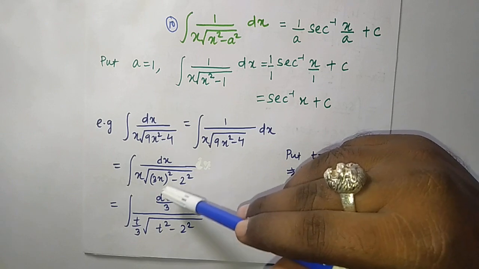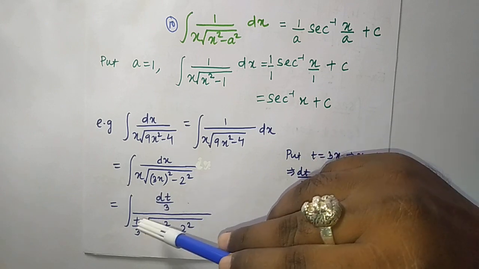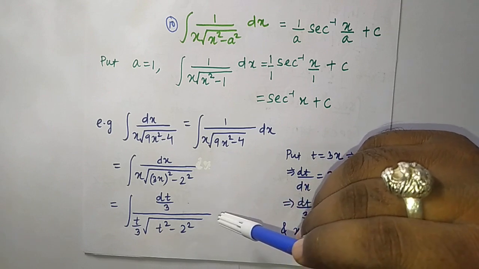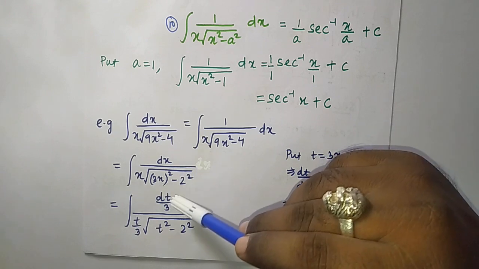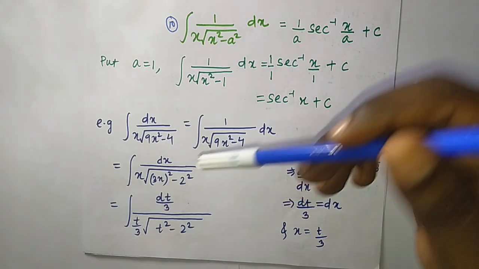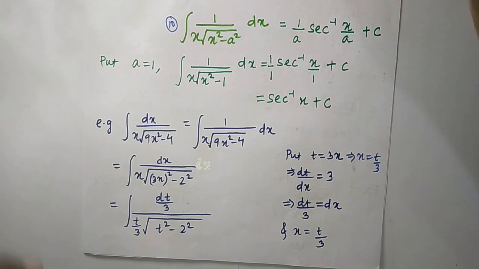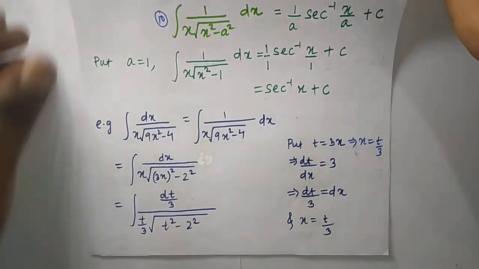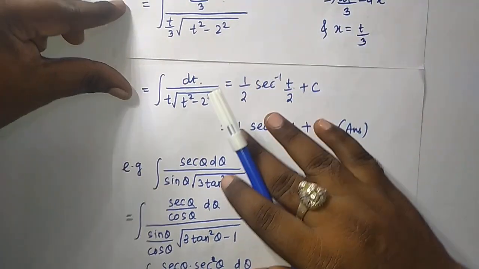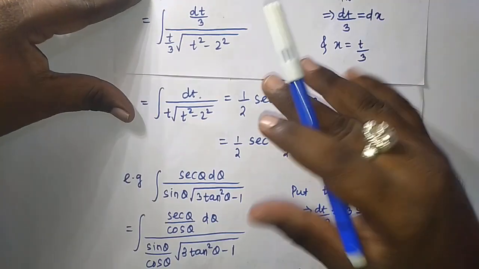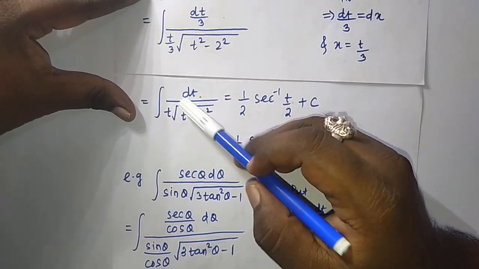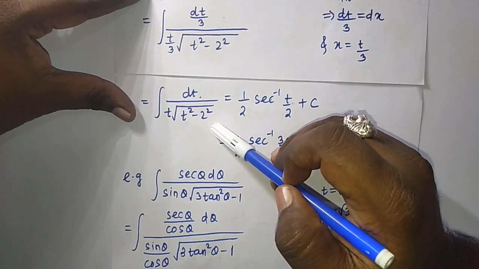Now it becomes integration of dt by 3 divided by t by 3 into root over of t square minus 2 square. Okay, now here dt by 3, here t by 3 is there, so the 1 by 3 will be cancelled out. After cancelling out, what we will get? We will get dt by t into root over of t square minus 2 square.